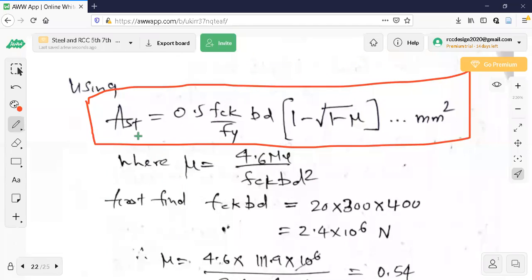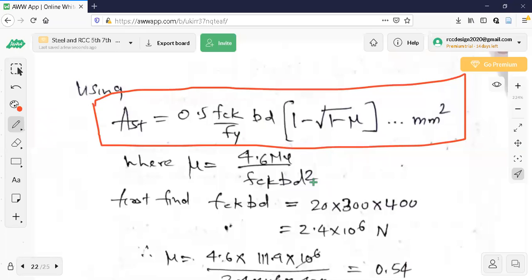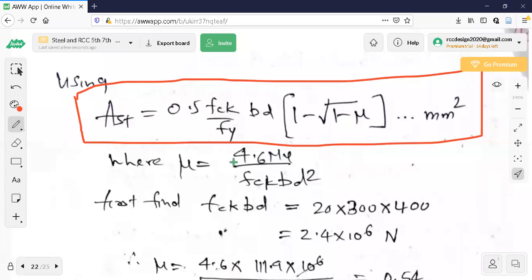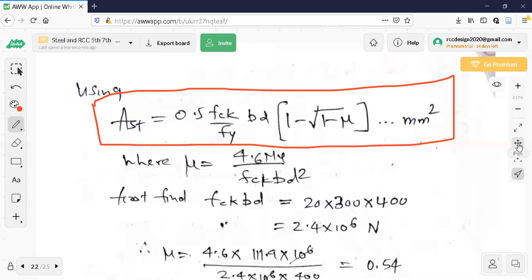Area of steel I have to calculate. 0.5 FCK BD by FY into bracket 1 minus square root of 1 minus mu. What is this mu? Observe here. After some practice, you will be able to remember this. Otherwise, you can go back to the codebook and use that one only. But that is going to take a lot of time. I'll show you that also later on.